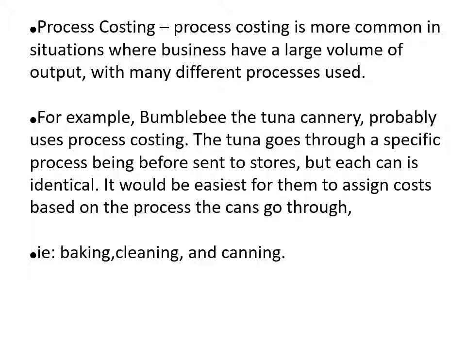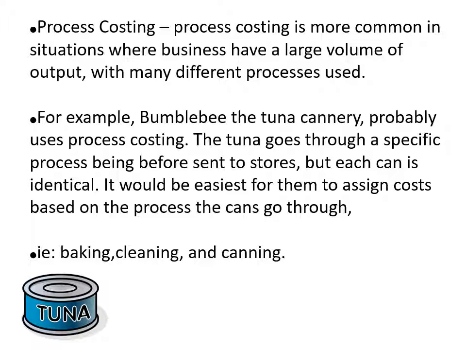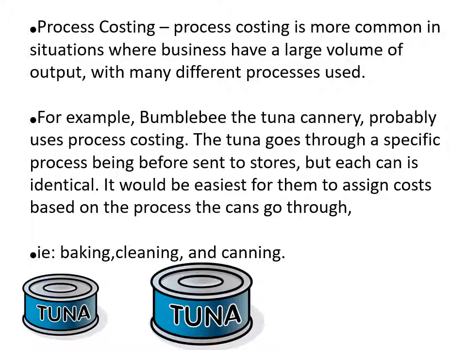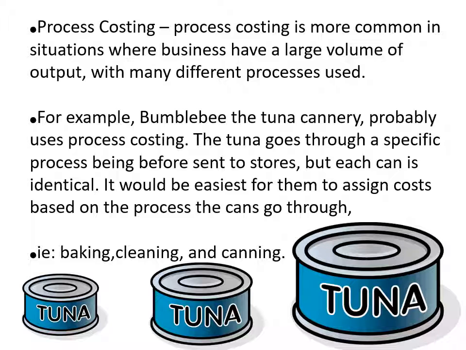Process costing is more common in situations where businesses have a large volume of output with many different processes used. For example, Bumblebee, the tuna cannery, probably uses process costing. The tuna goes through a specific process before being sent to stores, but each can is identical. It would be easiest for them to assign costs based on the process the cans go through. Processes would be, for example, baking, cleaning, and canning.